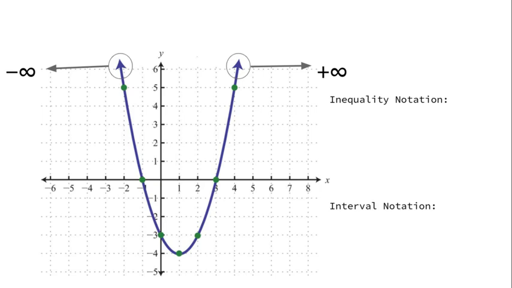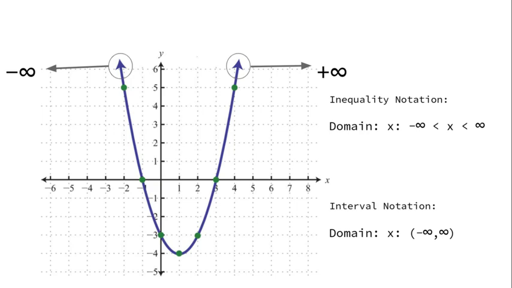So for the domain, it's going to be negative infinity is less than x is less than positive infinity. And again, we're not going to be equal to at infinity. So for interval notation, because it's not equal to, we will use two parentheses separated by a comma.